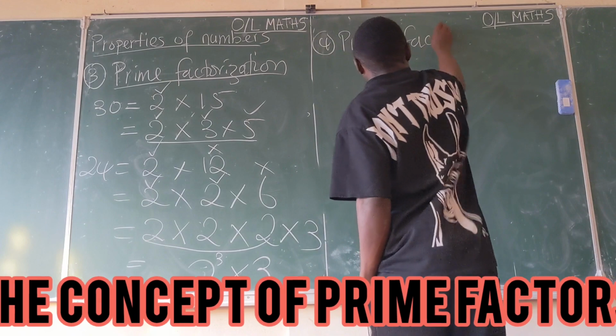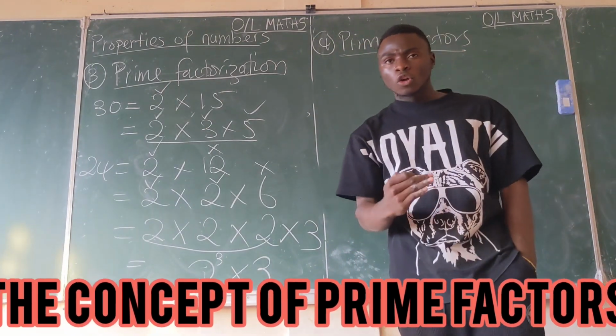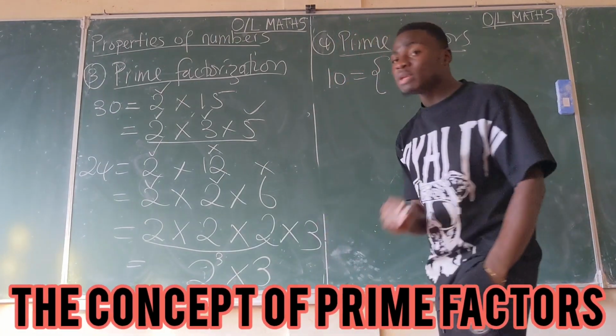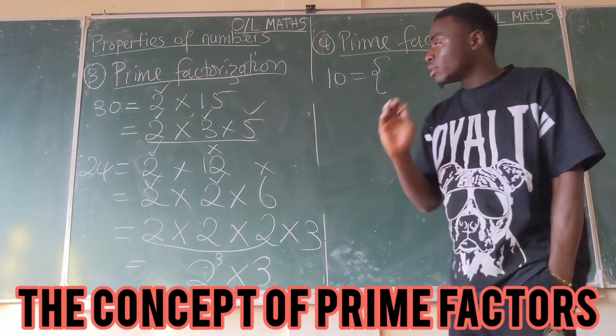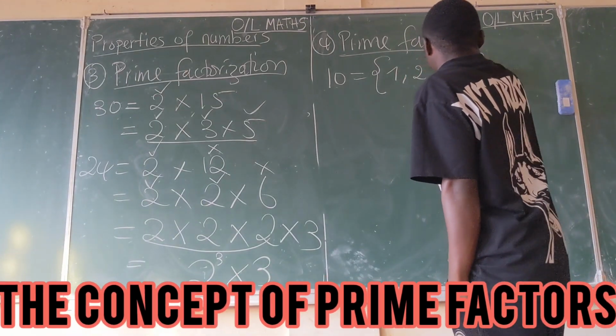What do we mean by prime factors? If, for example, we are asked to find the prime factors of 10, the very first thing you should do is to be able to list out the factors of 10, which are what? 1, 2, 5, and 10.